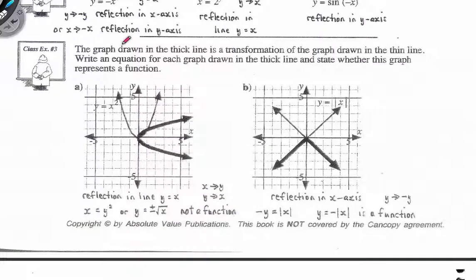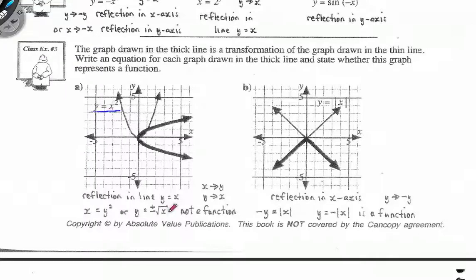So example 3, graph. The graph drawn in the thick line is a transformation of the graph of the thin line. Write an equation for each graph drawn in the thick line and state whether this graph represents a function. So thin has gone to thick. What was the original? The original was y equals x squared. What's happened here? It looks like it's the inverse function. So we can switch these. X has become y, y has become x. Square rooting both sides, y is plus or minus root x.